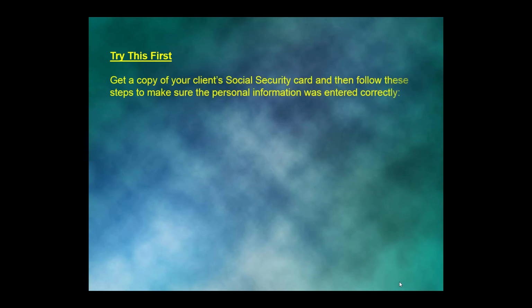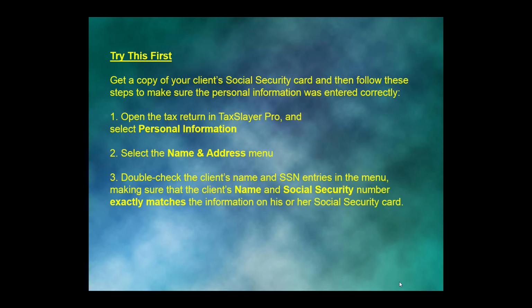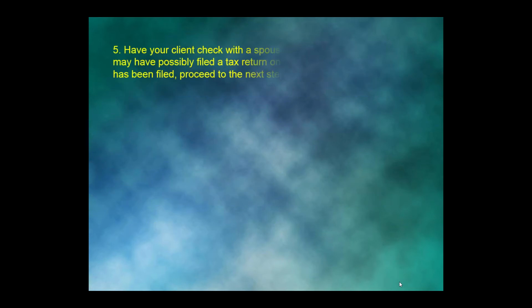Try this first. Get a copy of your client's social security card and then follow these steps to make sure that the personal information was entered correctly into the tax program. Open the return in TaxSlayer Pro and select Personal Information. Select the Name and Address menu. Double-check the client's name and social security number entries in the menu, making sure that the client's name and social security number exactly matches the information on his or her social security card. If the information is wrong, correct it.